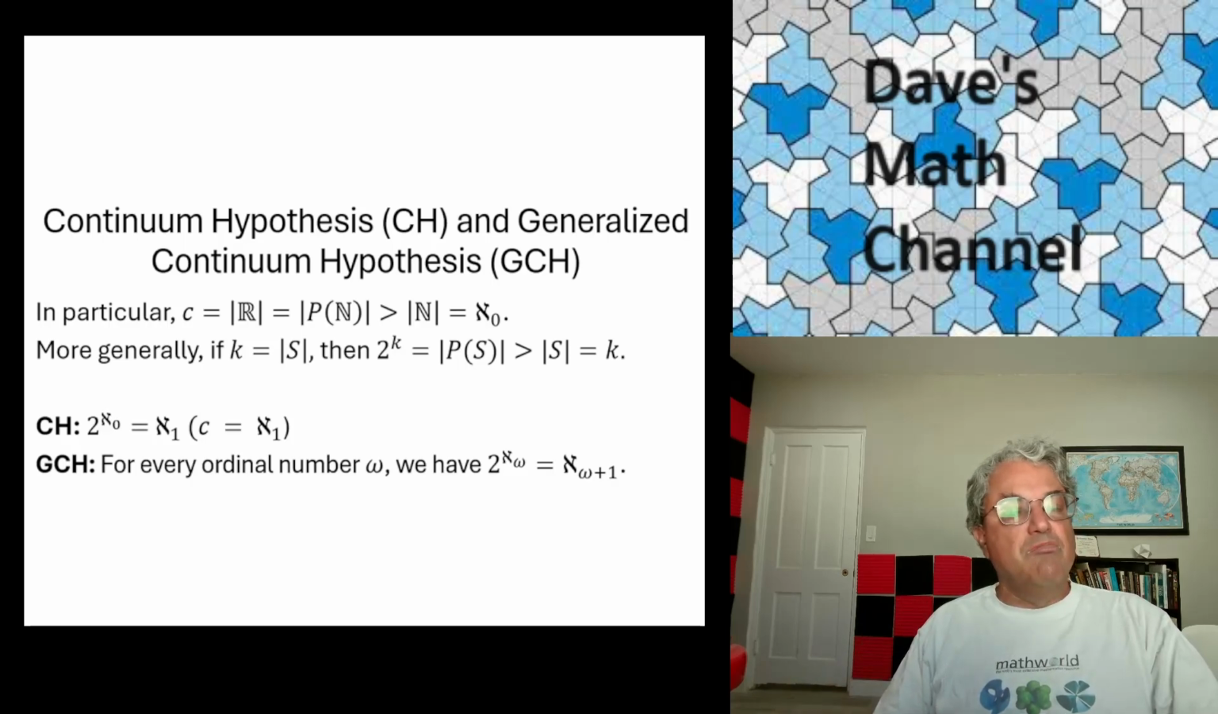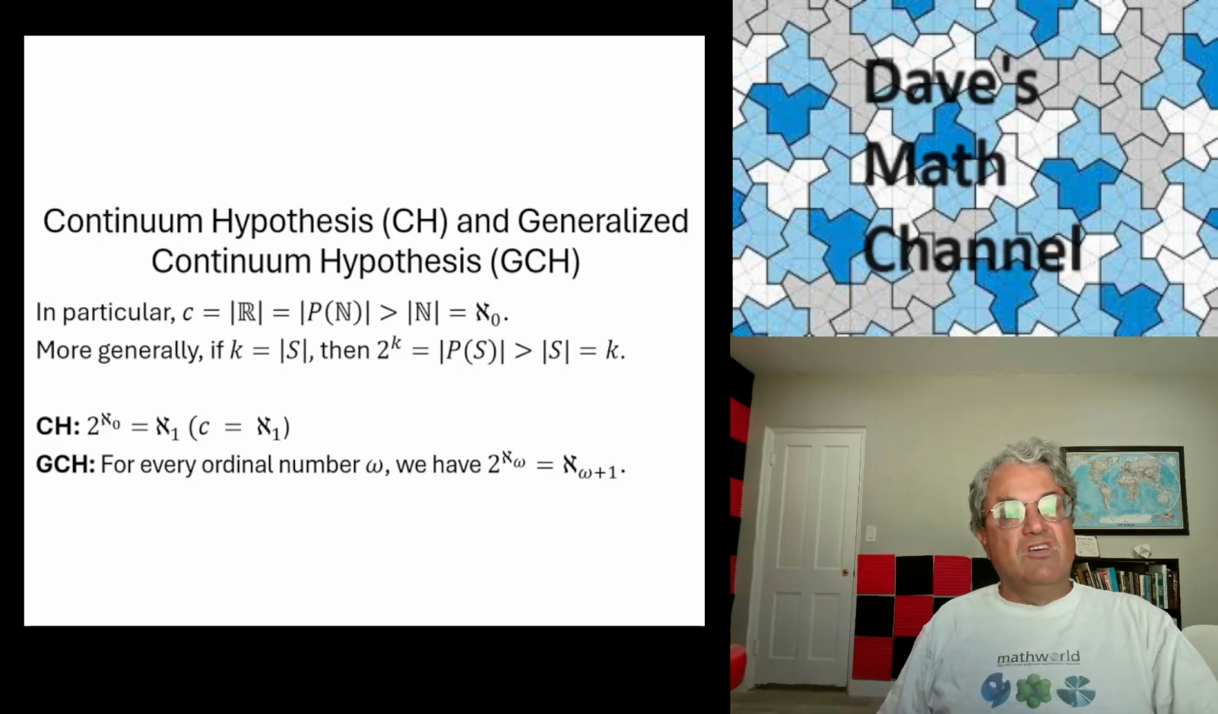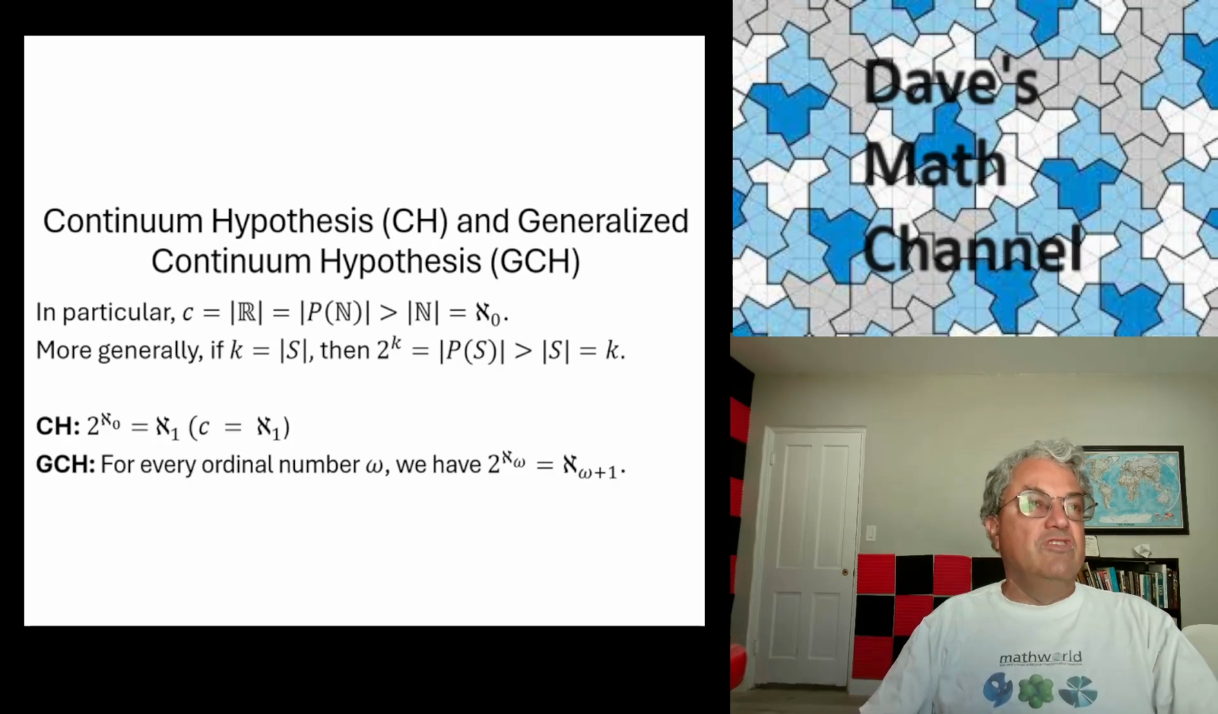But then the generalized continuum hypothesis just says that if omega is any ordinal number, and maybe it's easier to think of omega as a finite number, it doesn't have to be finite, but say omega is 5. So what the generalized continuum hypothesis would say in this case is that 2 to the omega 5 is equal to omega 6. So in other words, the sixth smallest infinite cardinal number is just the one right after the fifth. I mean, that's obvious. But 2 to the power of the fifth smallest cardinal number is the sixth smallest cardinal number. There's nothing in between. And this holds for any ordinal number omega.